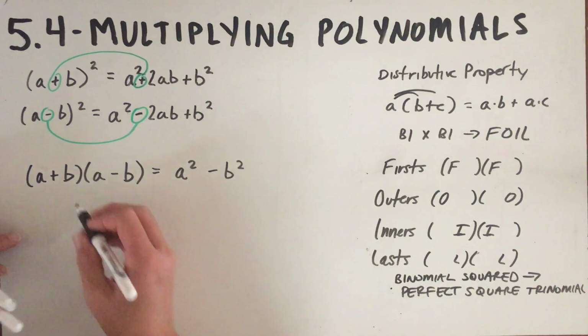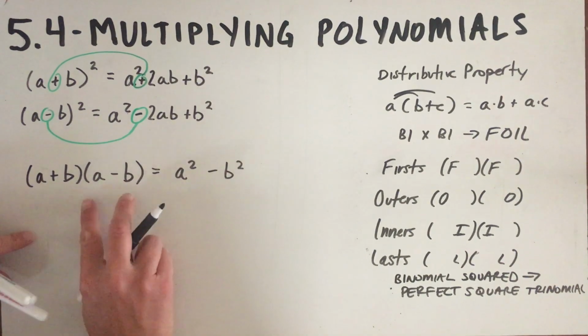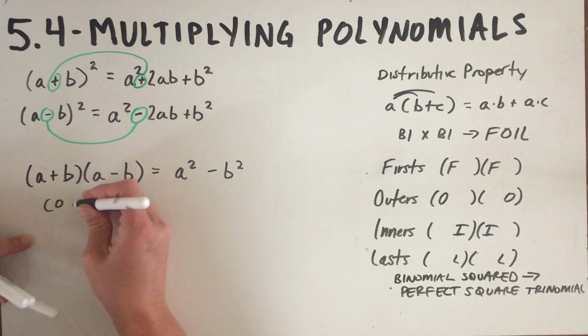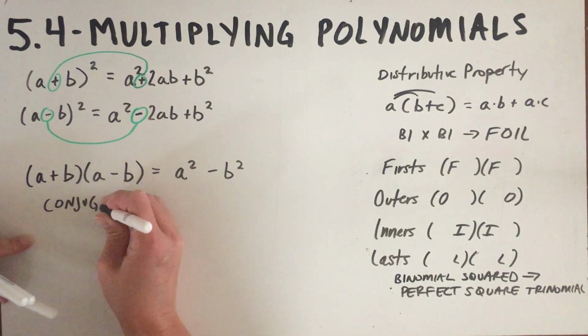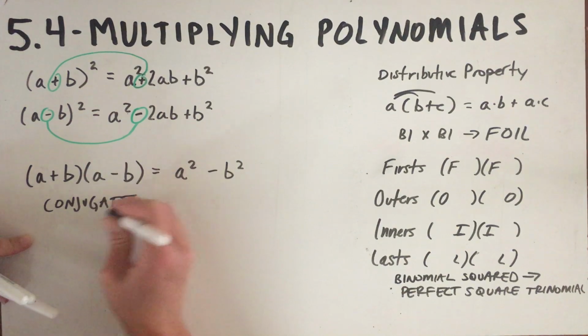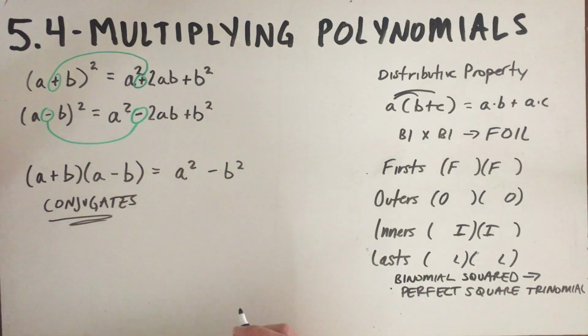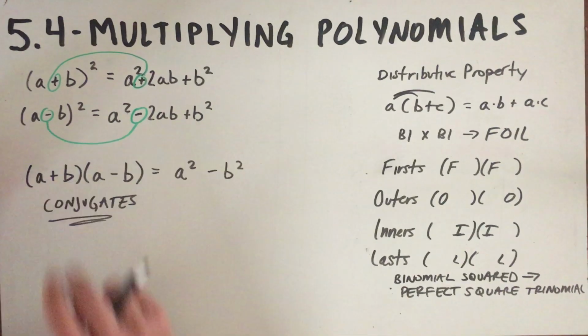Okay, so this term right here and this term right here are called conjugates of one another. They're conjugates. This word and this concept is going to haunt you. It's going to come back. Conjugates are the same two terms with opposite signs.